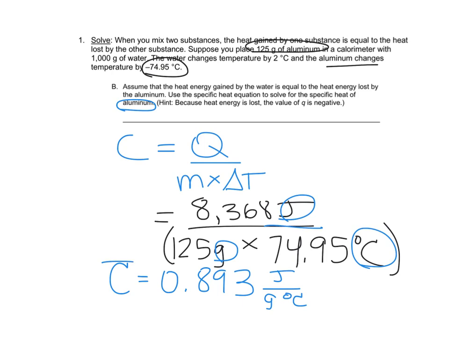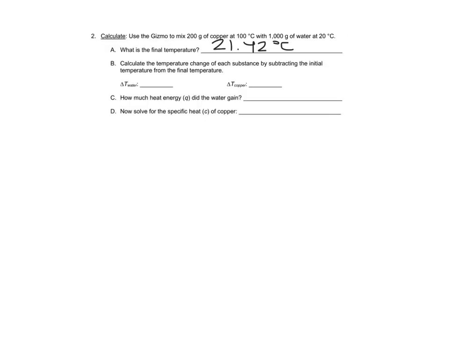Okay, so here's our specific heat of aluminum, 0.893 joules per gram degrees Celsius. And right under it on your papers, it says aluminum's accepted specific heat value is 0.900 joules per gram degrees Celsius. So our calculation of 0.89 is very close to the accepted value, so we know we did it right. All right, so let's keep going.